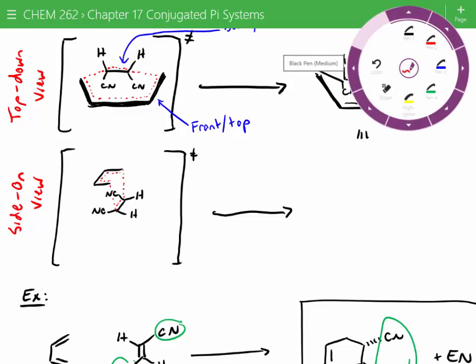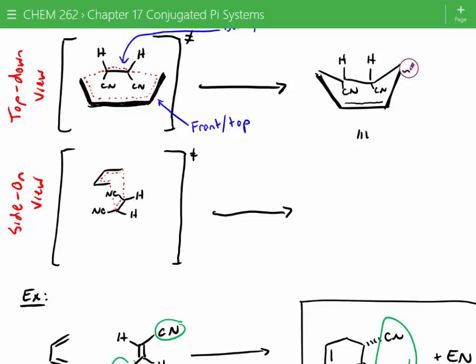And when you do this, you can look at it a few different ways. But now our hydrogens are pointing up, and our cyano groups are in the back pointed down. Let me actually draw this in here and here. So we've done a top-down docking sort of thing.